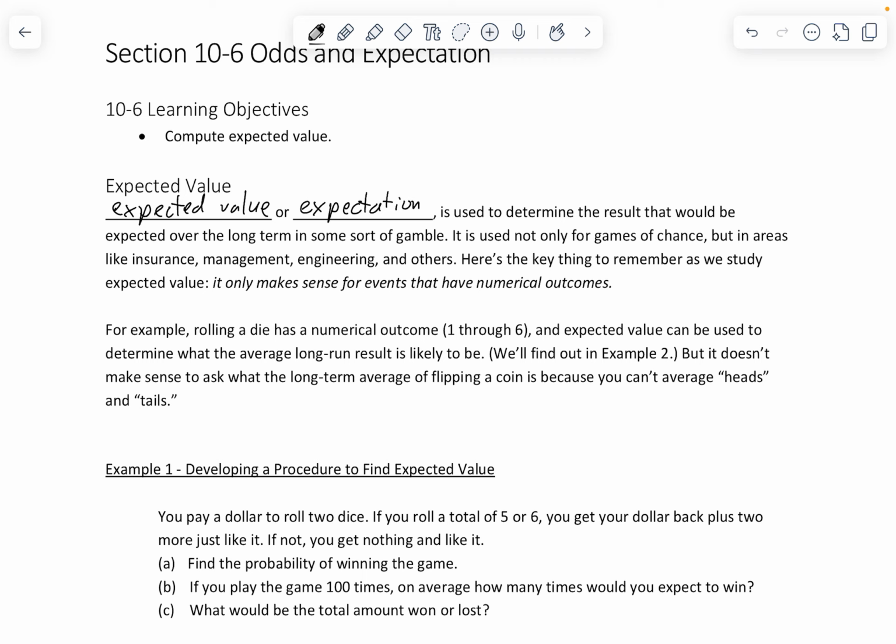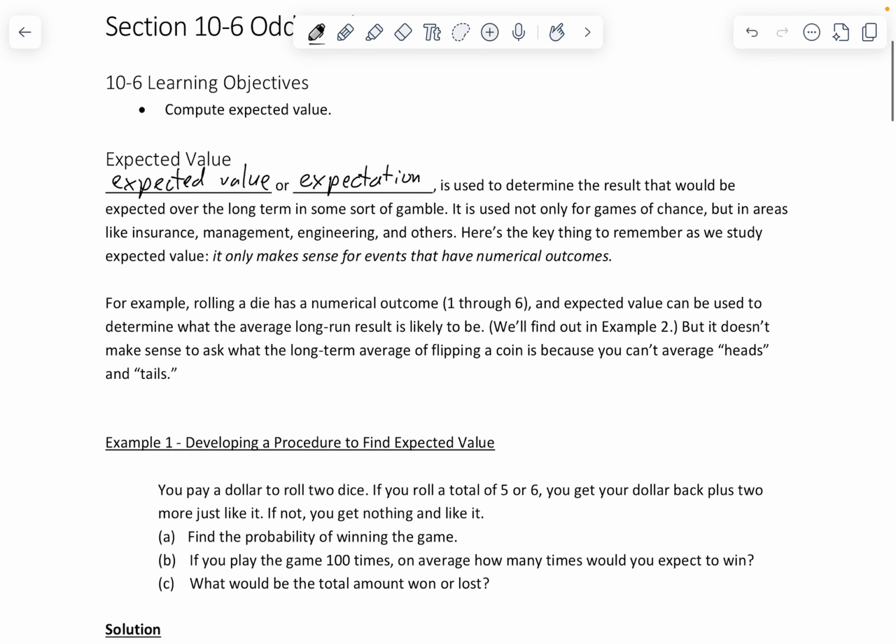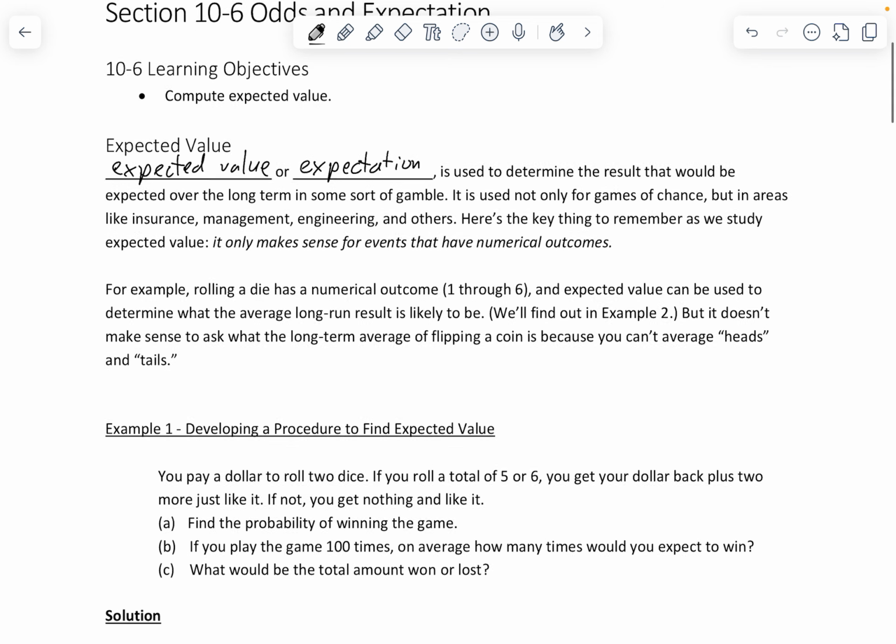For example, rolling a die has a numerical outcome, 1 through 6, and expected value can be used to determine what the average long-run result is likely to be, which we will look at in example 2. But it doesn't make sense to ask what the long-term average of flipping a coin is because you can't average heads and tails. So let's dive into our first example where we develop a procedure for finding expected value.